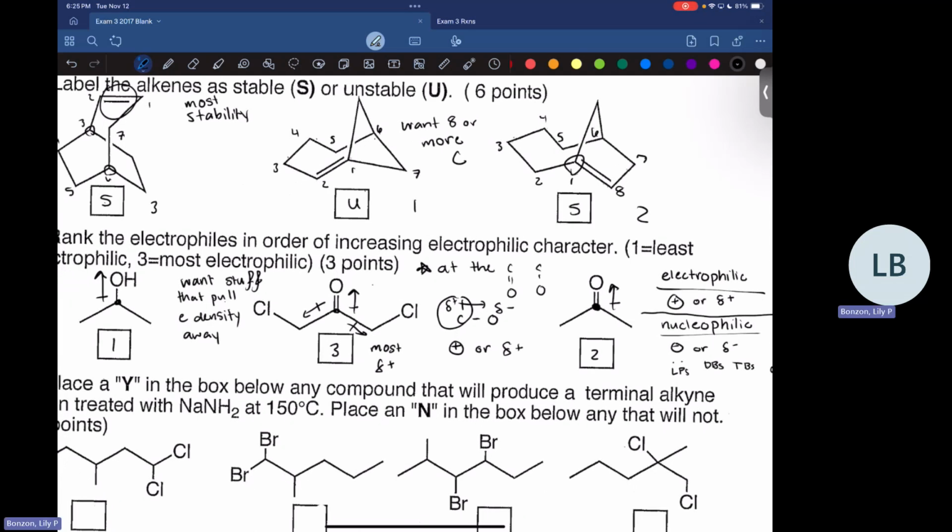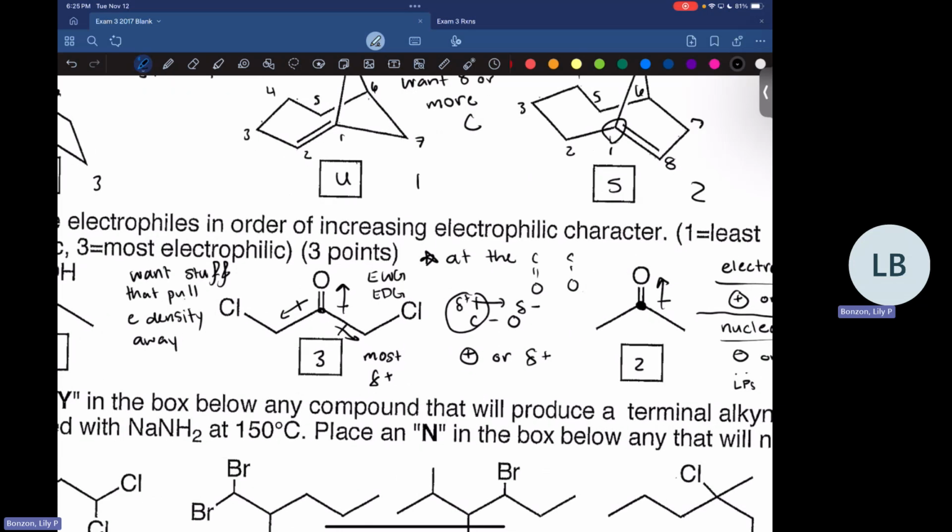So you're kind of getting into electron withdrawing groups and electron donating groups. This is going to be a big thing in Orgo too. Electron withdrawing groups are what we're talking about here, so chlorines, double bonded oxygens and stuff like that. Electron donating groups would be something that's not electronegative, so maybe just another methyl group.